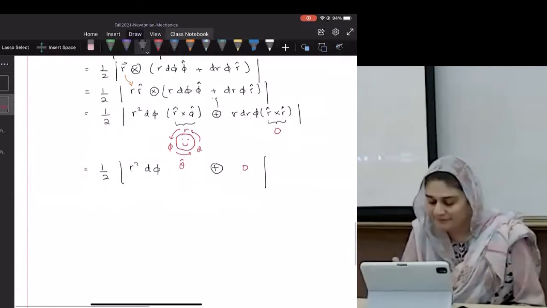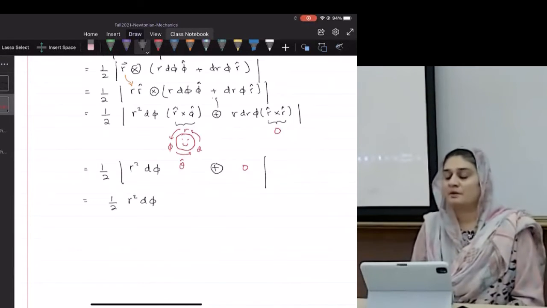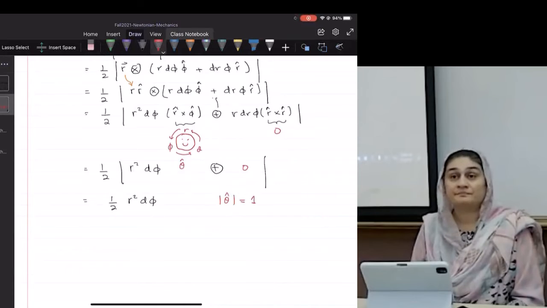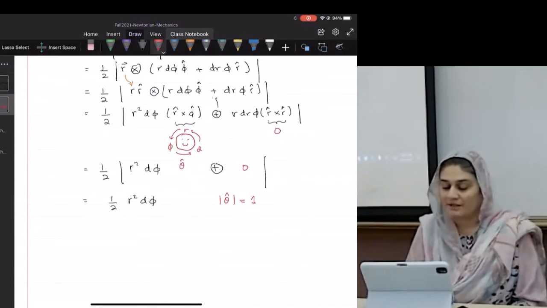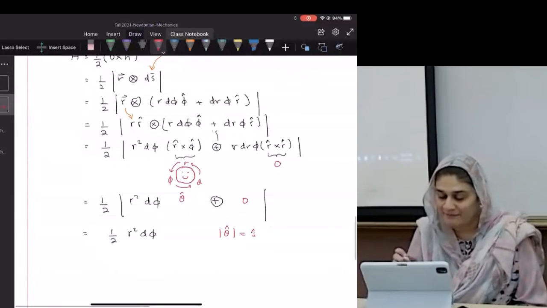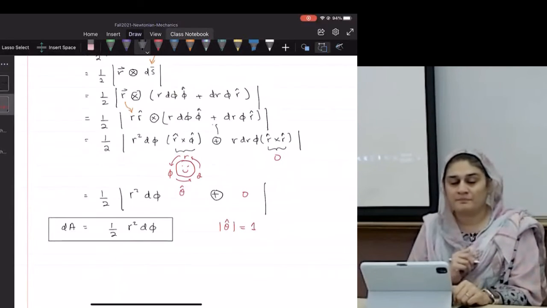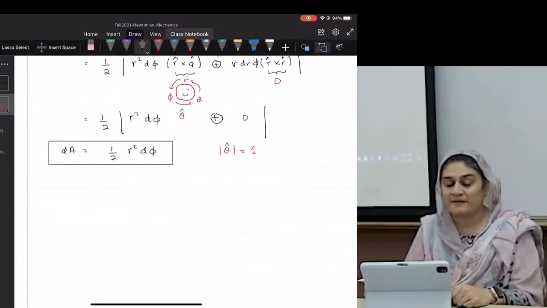And what am I left with? 1/2 r squared dφ for a magnitude. What is the magnitude of θ hat? 1. So I can get rid of the magnitudes. Am I only left with magnitudes now? Okay, so that means I will have dA equals this. Good? Okay, may I differentiate both sides with t?